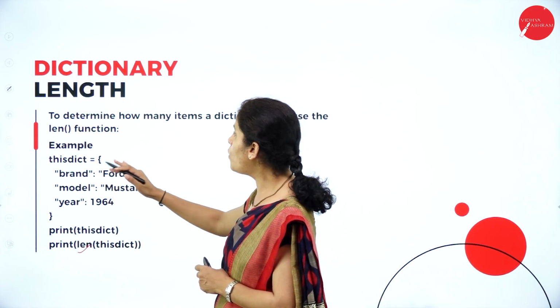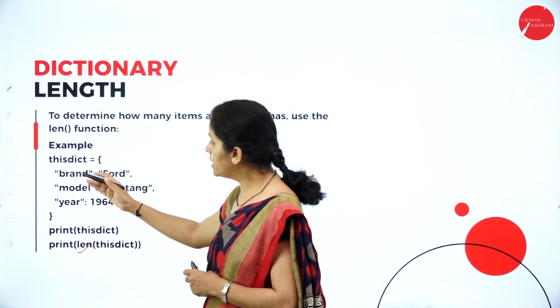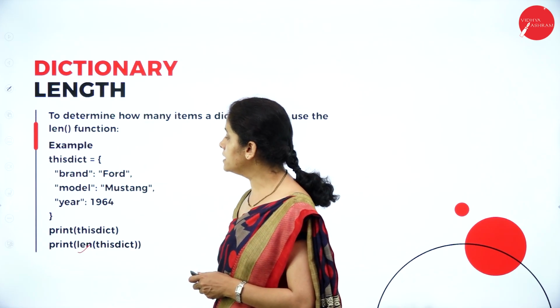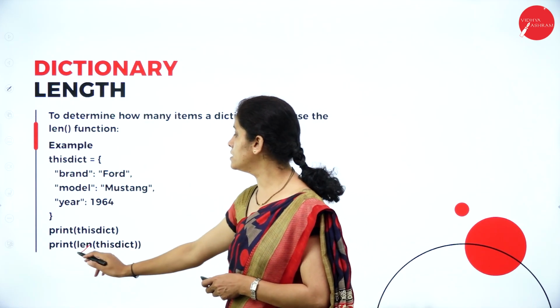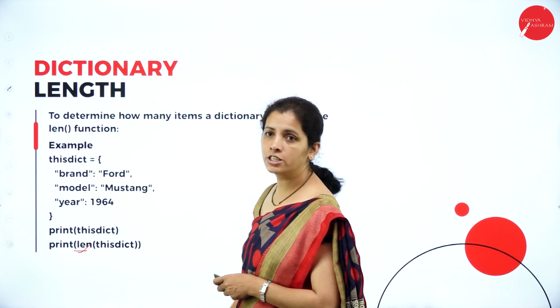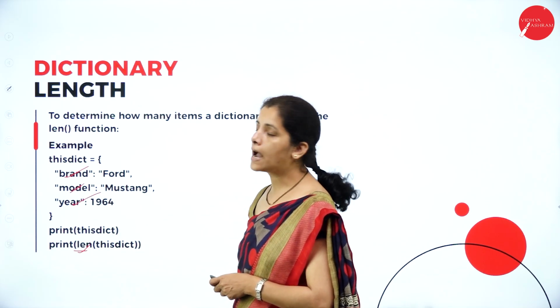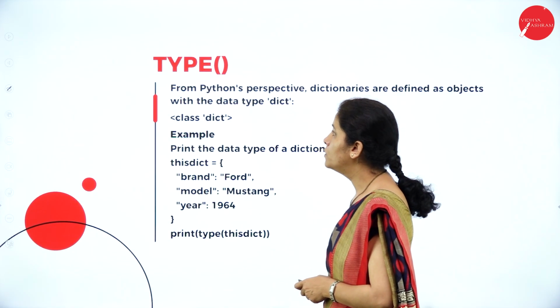Okay, so what am I going to do here? First, I'm going to create the dictionary. And to find the length of the dictionary, I'm going to use the len method. So what is the length of the dictionary? It is 3, because I have 3 fields. Okay, fine.